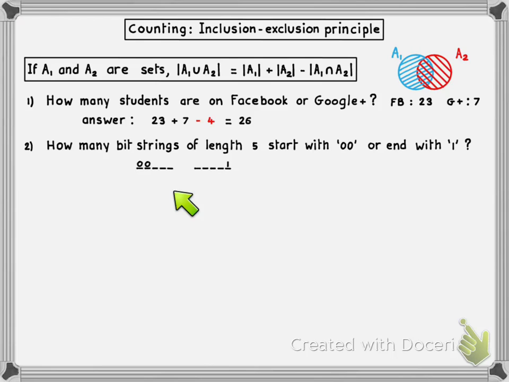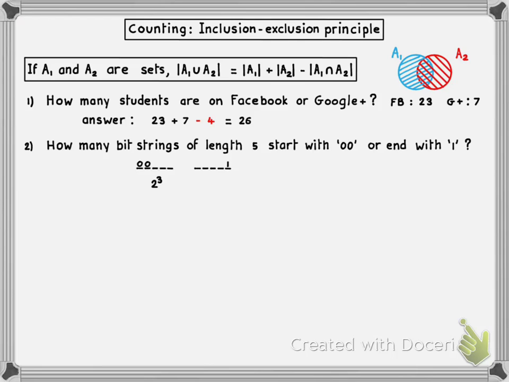So let's count how many strings in this category. We can use the product rule because 2 of the bits are fixed, so we have 2 choices for each one of the 3 remaining bits. In other words, we have 2 to the 3 strings in this category. And similarly, for this category, we have 4 unspecified bit positions.